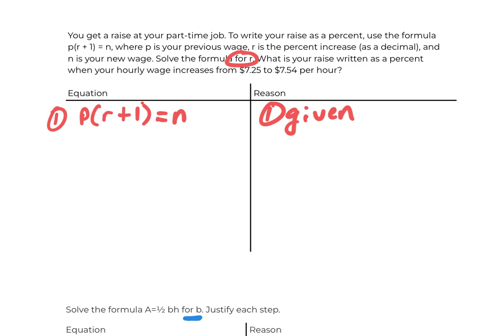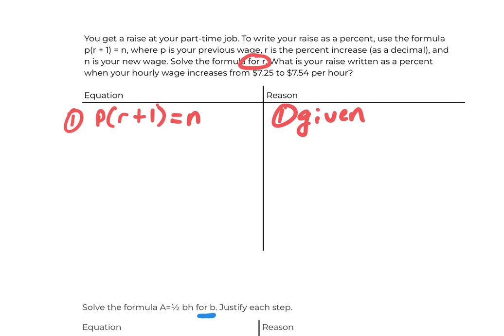Now, here is an example that I would show you. I don't really want to distribute the P, because that's going to make this much more difficult, since we have a lot of variables going on in here. We have a P, we have an R, and we have an N. To make this one a lot simpler, I would get rid of the P first. You could distribute the P, but it's going to make the problem a little more difficult. So let's get rid of the P first.